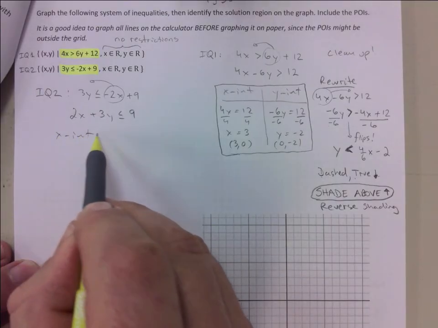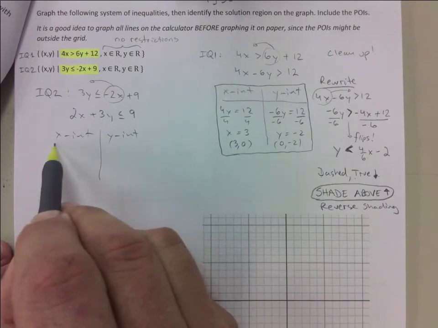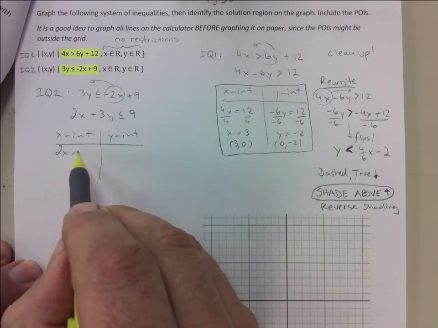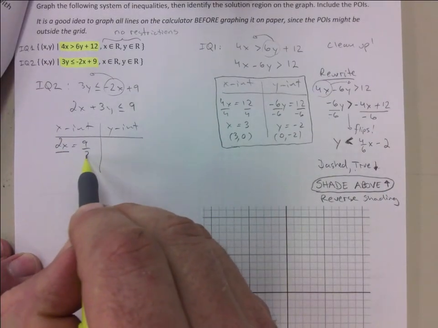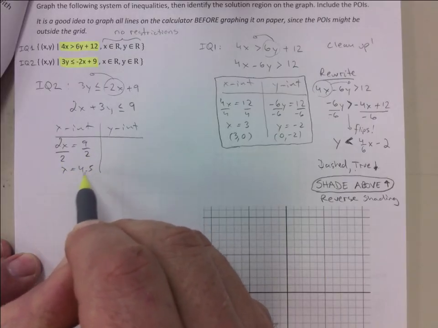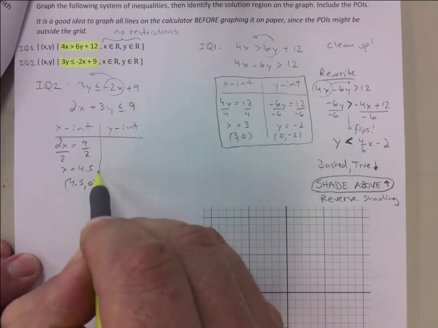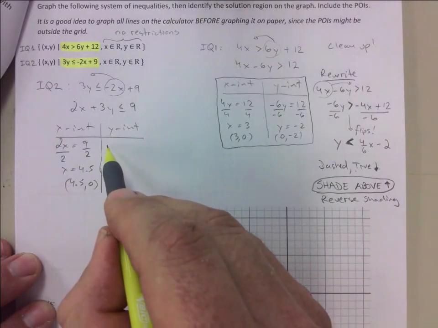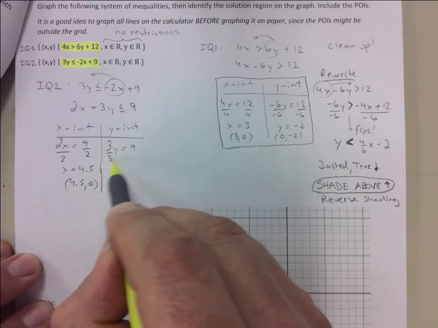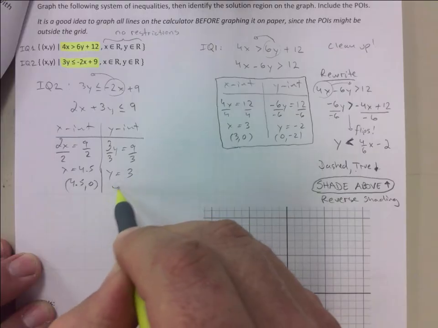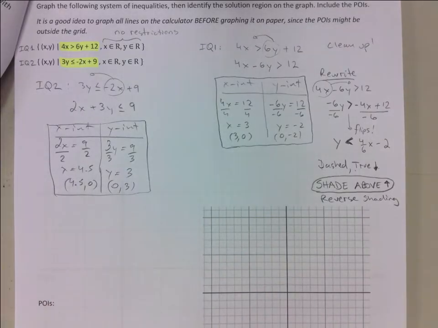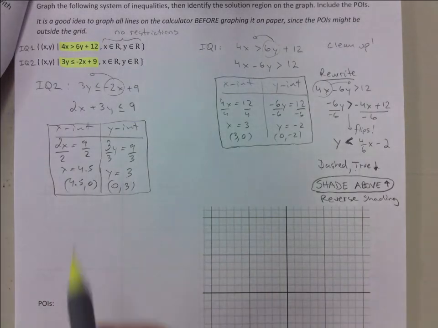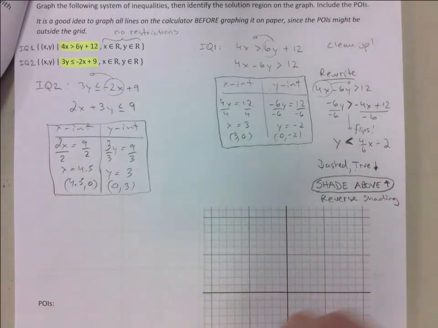Now I'm going to figure out my intercepts real quick. And if you do this enough, this should take you 2 minutes tops. Okay, we divide both by 2, x is equal to 4.5, 4.5, 0. This is 3y is equal to 9. I know I'm going a little faster. There it is. If you can't keep up, at least write down the intercepts.